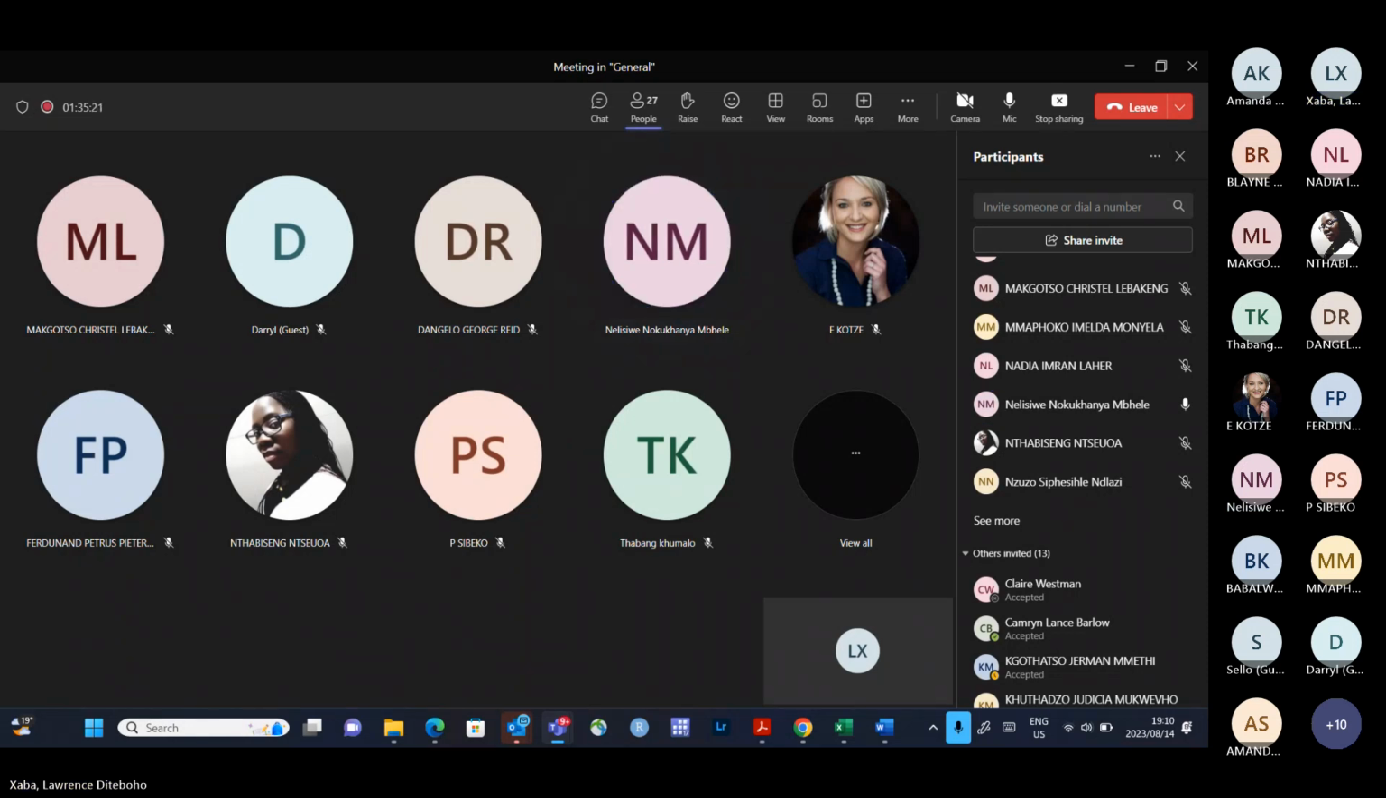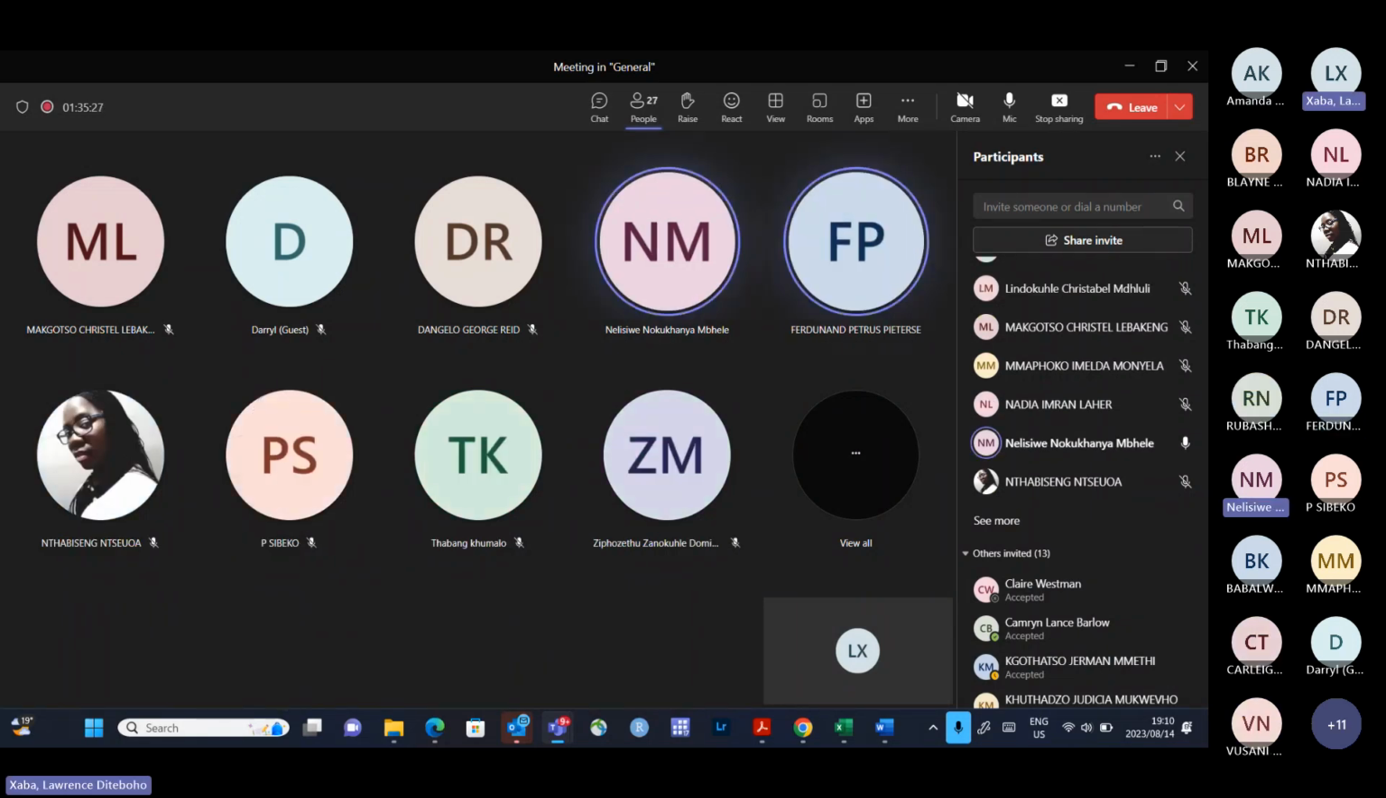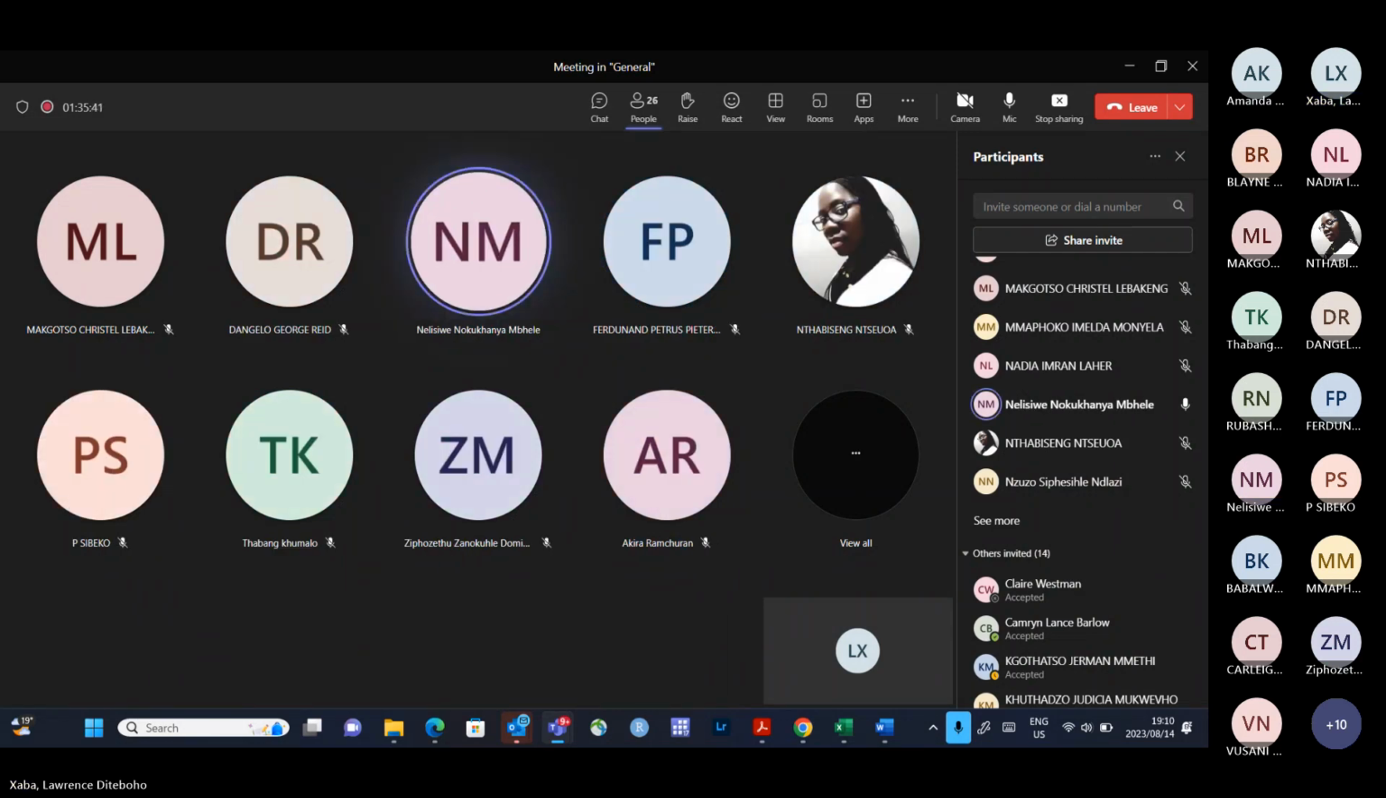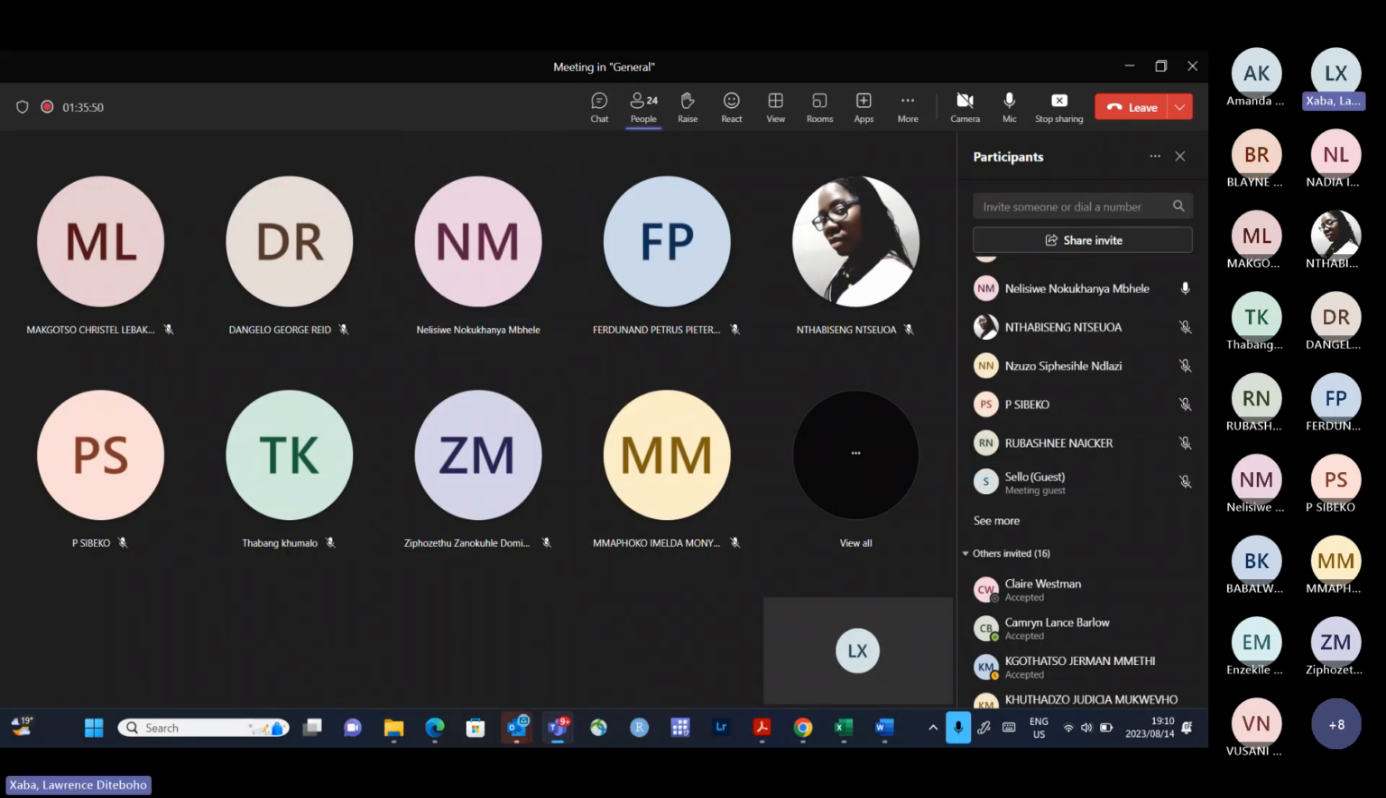Let me see. Okay, yes, and exponents. Then I think after exponents, yes, we'll be going for differentiation, which is likely next week. Okay.